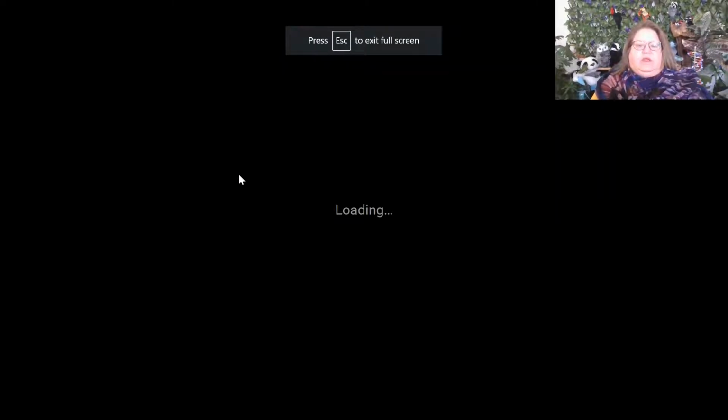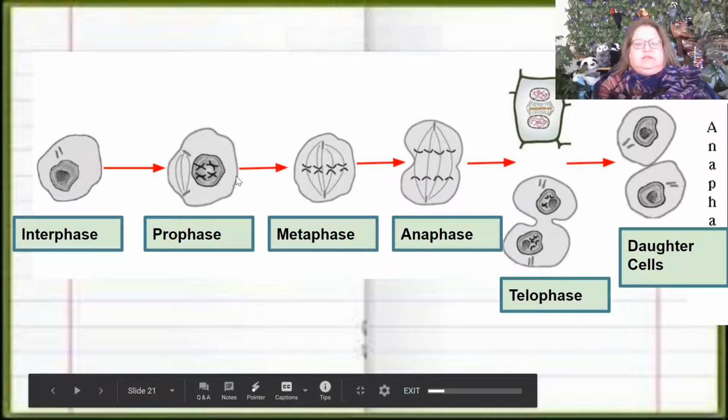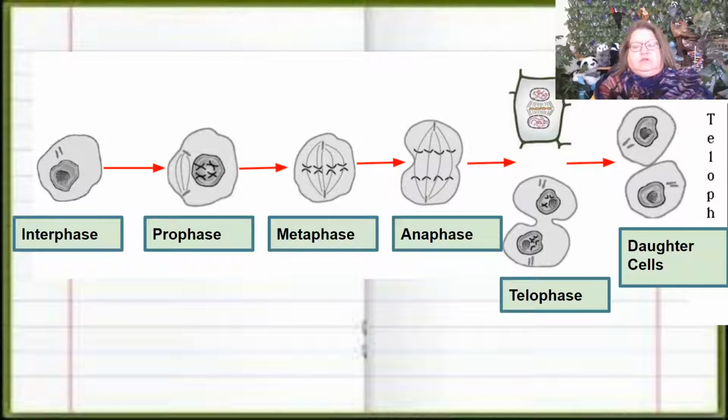Hello. In this video lesson, I want you to learn the different phases of mitosis and the major events that are happening. Now, one thing that we need to remind ourselves is what is the goal of mitosis? The goal of mitosis is to make two daughter cells each with the exact copy of chromosomes.